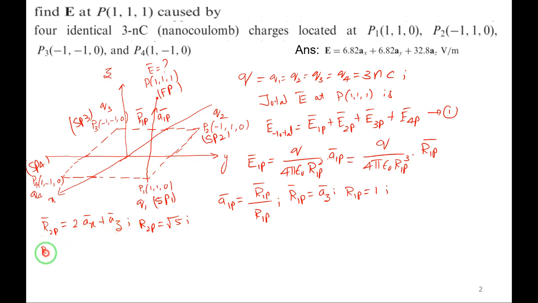So next find out R3P. Point 3, R3 is minus 1 minus 1 0 and P is 1 1 1. So calculate R3P. 1 minus of minus 1, that is 2AX, the x component. Then the y component 1 minus of minus 1, that is once again 2AY. Plus 1 minus 0, that is the z component. Then find out the magnitude R3P. Under root of 2 square plus 2 square plus 1 square, so 4 plus 4 plus 1 is 9, root 9 is 3. So R3P is 3.